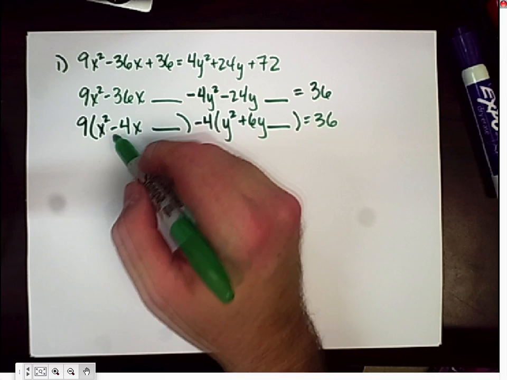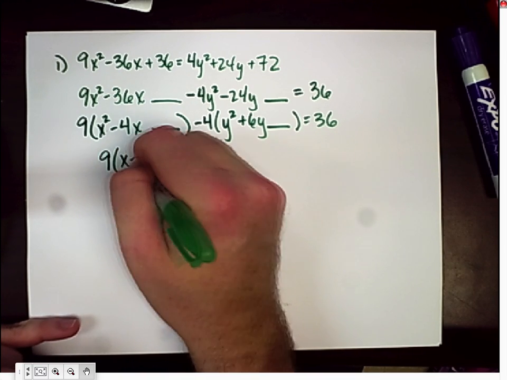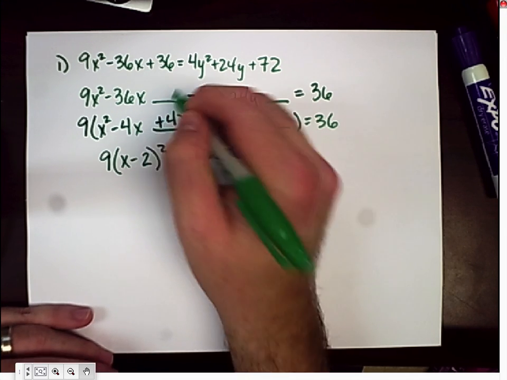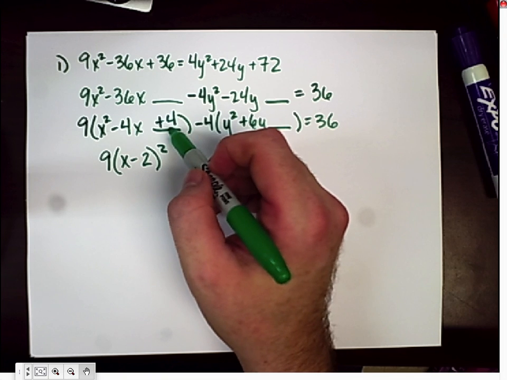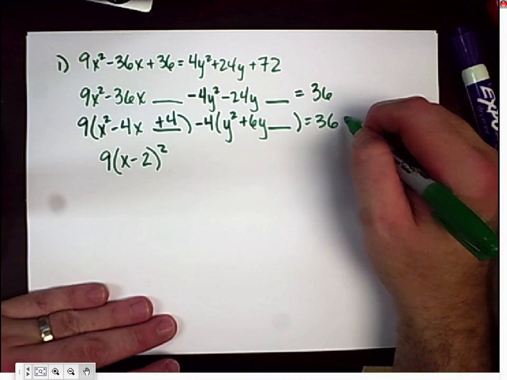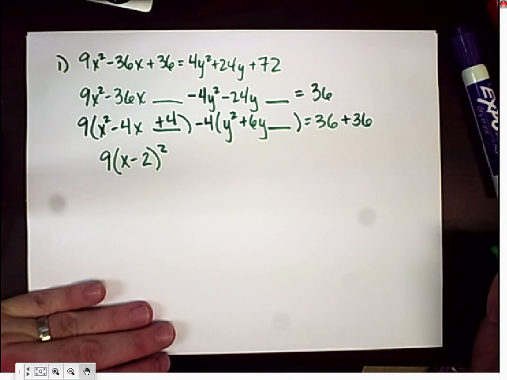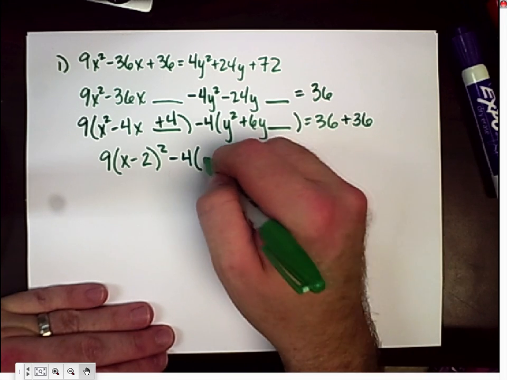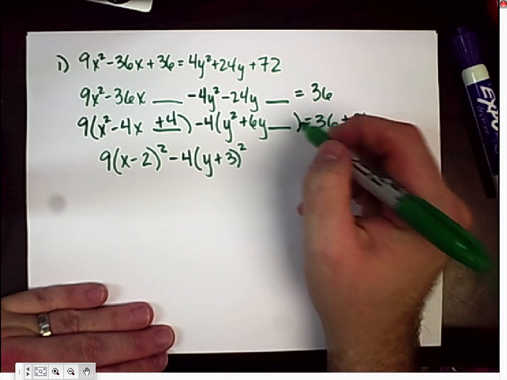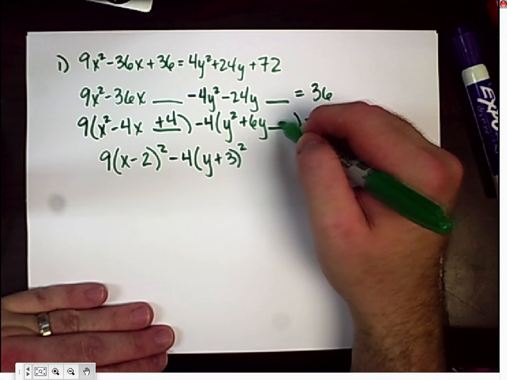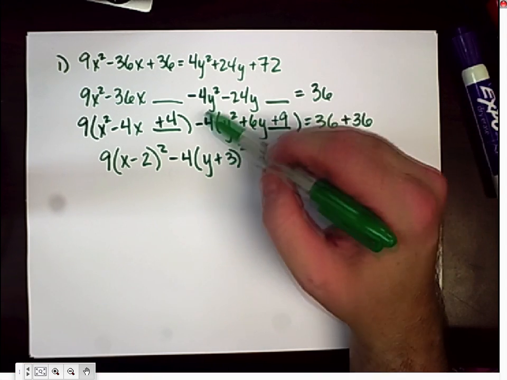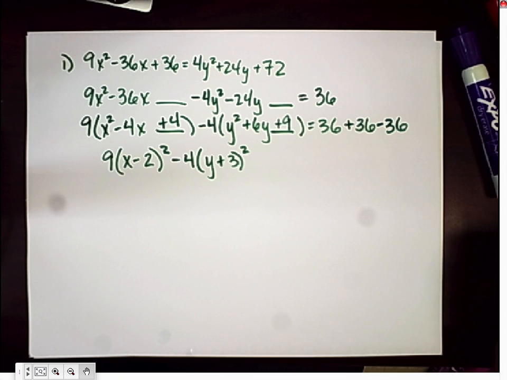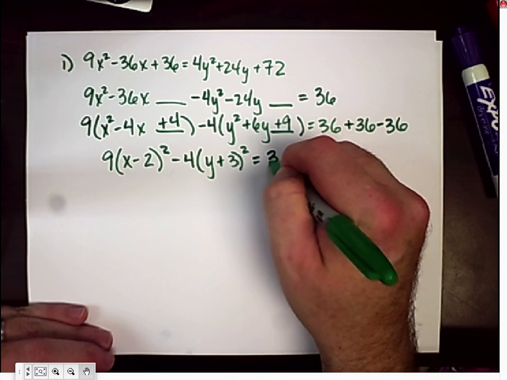So then, half of negative 4 is negative 2, so x minus 2. So what do we put here? Plus 4. But we didn't add 4. We added 4 in a parentheses with a 9 out front, so we really added 36. So we put plus 36 here. Okay? Minus 4. Half of plus 6 is plus 3. What goes here? Plus 9. But we really subtracted 36. So that's what we do here. Okay? So that equals 36.